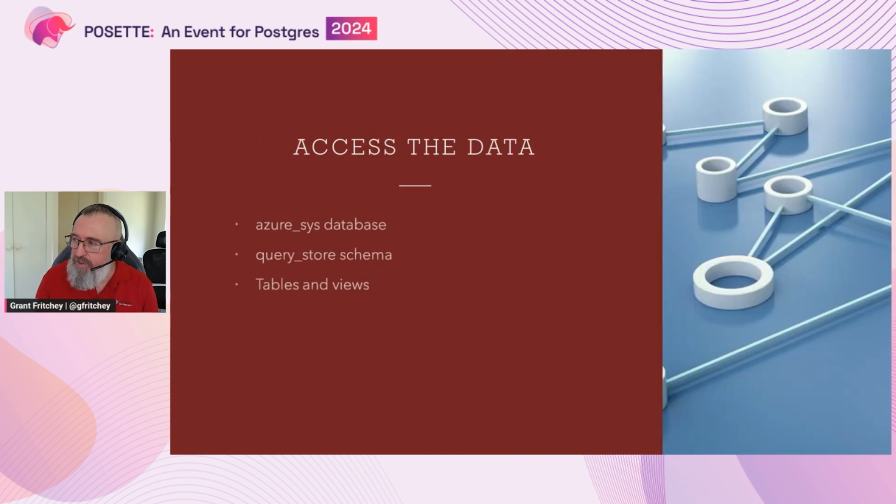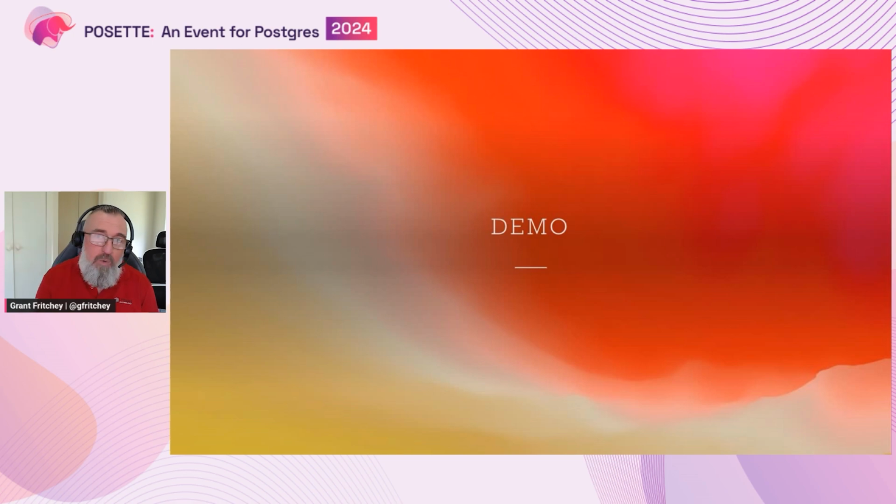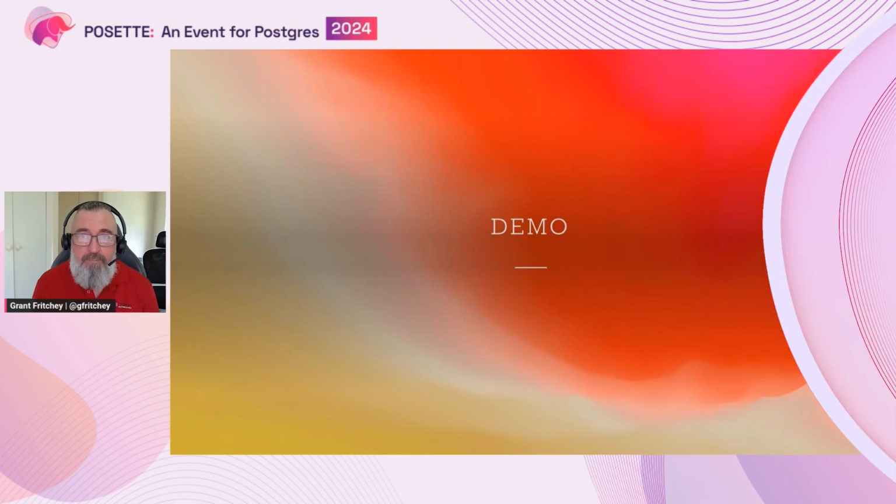But you know what? The best thing to do, oh, yeah, sorry. Where are we accessing the data from? Forgot about that. There's going to be a database on your servers in Azure called Azure Sys, the Azure Sys database. On that database, there is a schema. The schema is, hey, query store. Hard to understand, hard to read? No, it's really straightforward. And then inside there are a bunch of tables and views, which we're going to hit in the demo and walk through. So you know what? Let's get started on the demo.